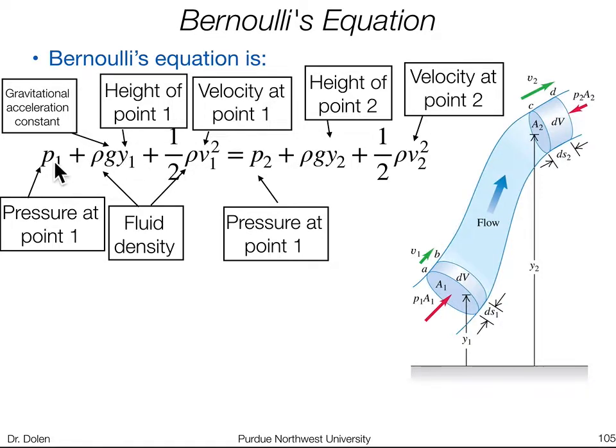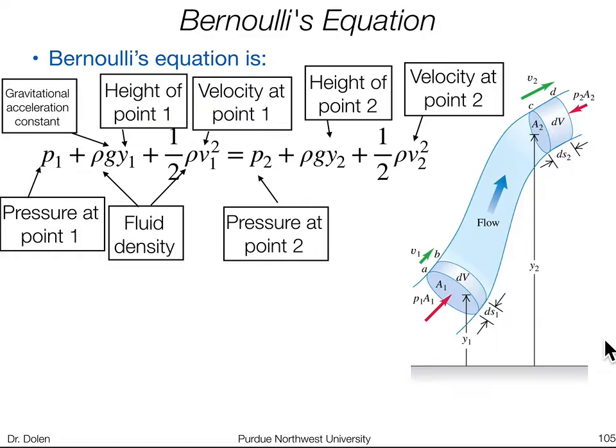So that's all the terms on this side of the equation. On this side of the equation, we have the pressure at point 2. I'm sorry, that's mislabeled. Let me fix that for you real quick. Pressure at point 2, there we go. There's point 2. This term is the density of the water times g times the height of point 2. And this term is 1/2 the density of the water times the velocity in the pipe at point 2 squared.